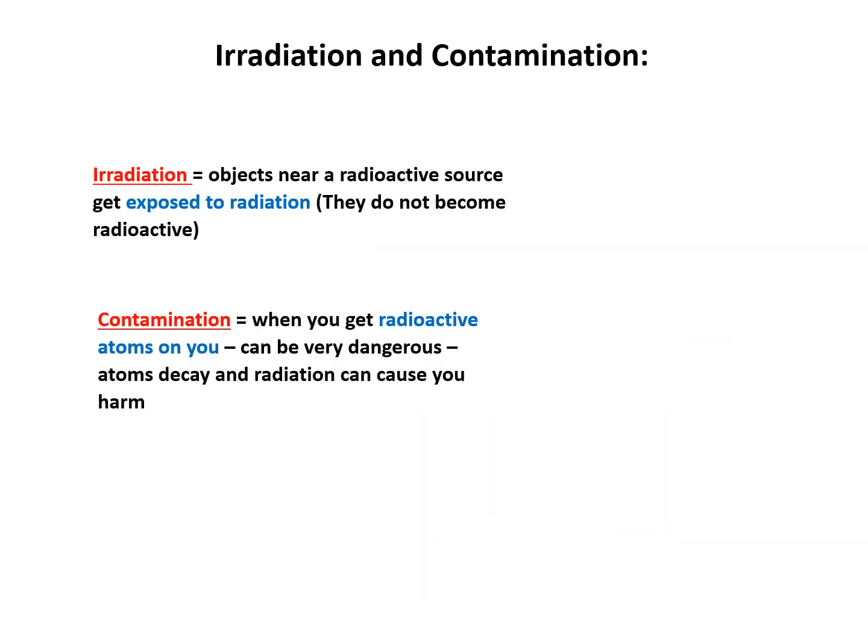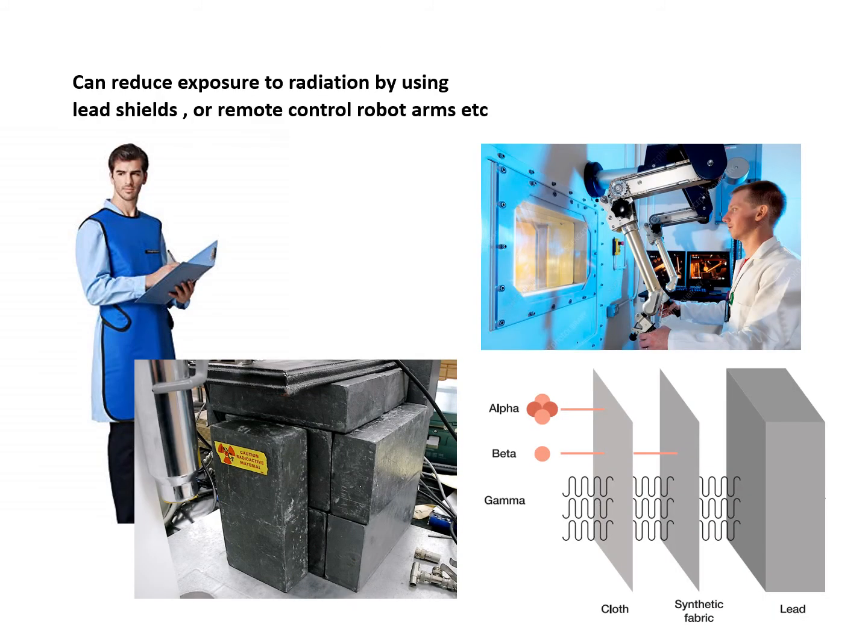Irradiation and contamination. Irradiation is when an object near a radioactive source gets exposed to radiation. Irradiation doesn't make something radioactive. Contamination is when you get radioactive atoms on you. That means you're carrying around radioactive dust and you've become radioactive. You can reduce your exposure to radiation by using lead shields or remote-controlled robot arms in a nuclear power plant and things like that.